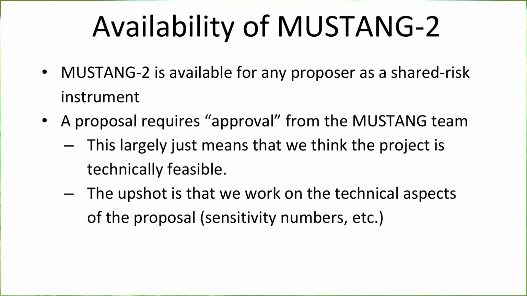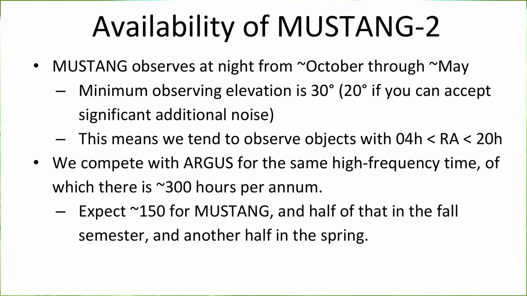So availability of proposing for Mustang 2, it is available for anyone to propose. It is considered a shared risk instrument. Formally, it requires approval from the Mustang team. That just lets us go through the calculations of sensitivity and thinking whether that project is feasible. And again, the upshot though is that we will help you with the technical aspects. We want to see proposals go in and science come out just as much as you do.